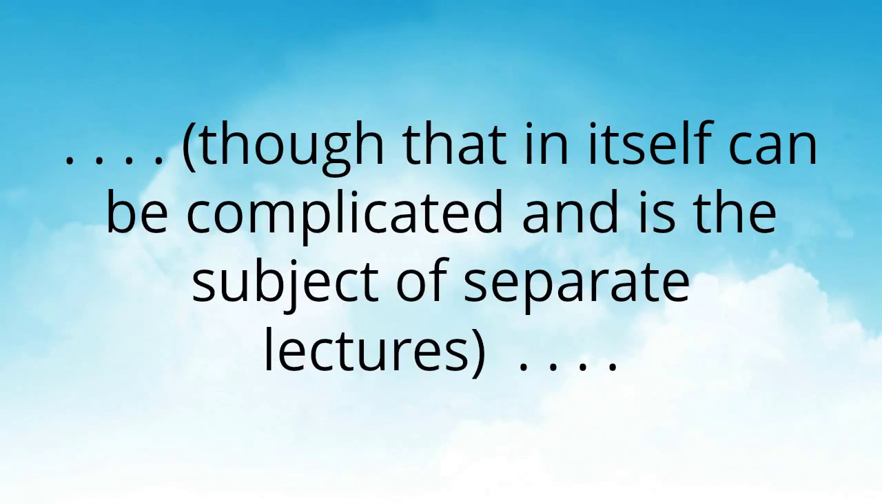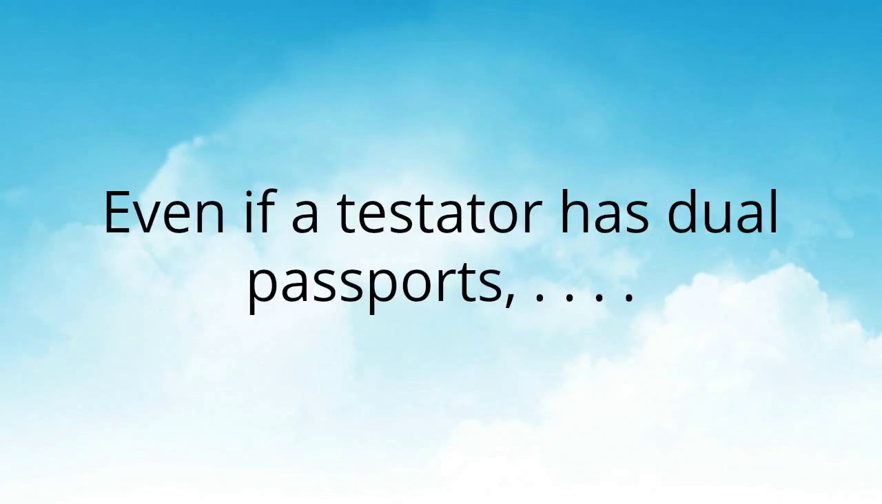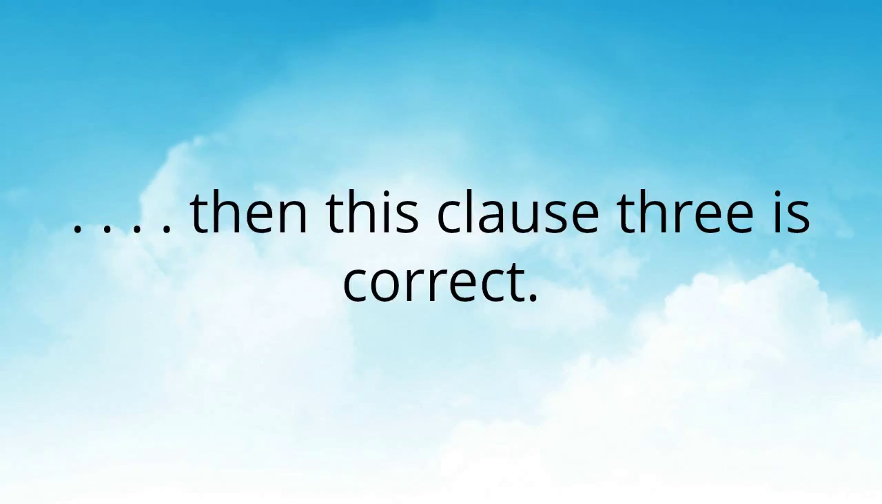In brief, domicile reflects a country to which you belong as a consequence of your birth or your father's birth, though that in itself can be a little complicated and is the subject of separate lectures. But primarily, your domicile is what is on your passport. And even if someone has dual passports, so one of them is a British Isles passport, then this clause 3 is correct as it stands.